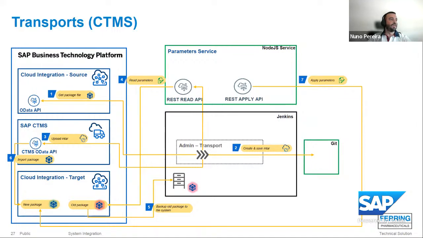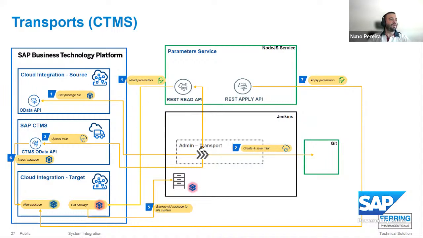So we can check the change, the ServiceNow change request status, to see if it's on the proper status to move. We can do backups of the current package on the next environment that we are transporting. We can do a backup of the external parameters using that functionality that I described early. And we have all the controls.